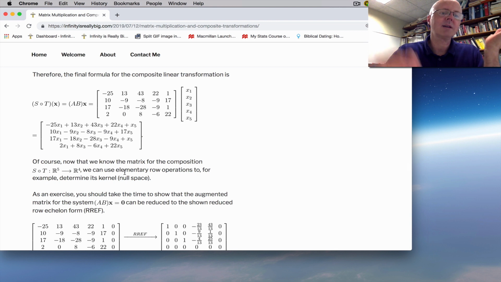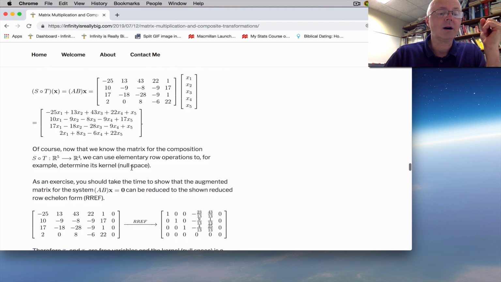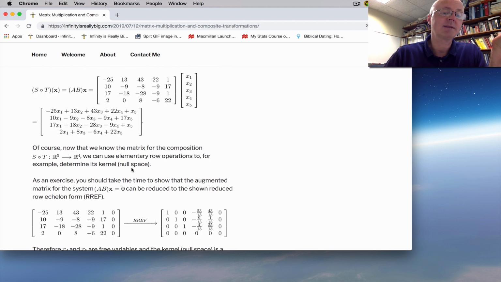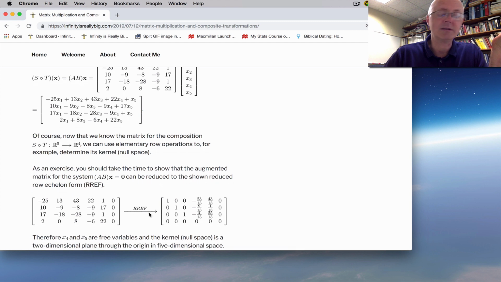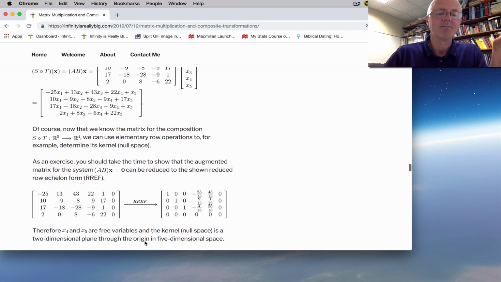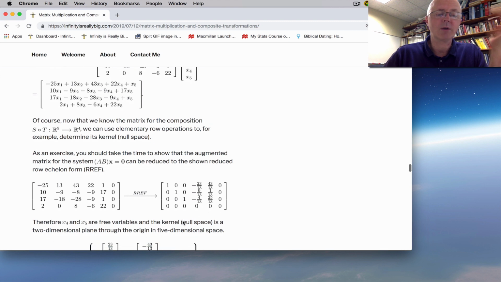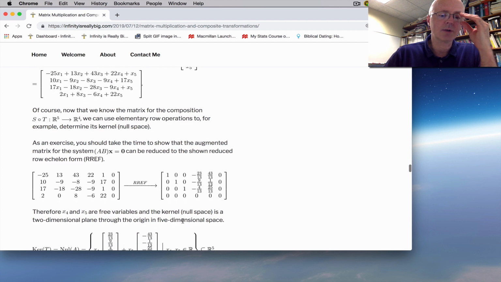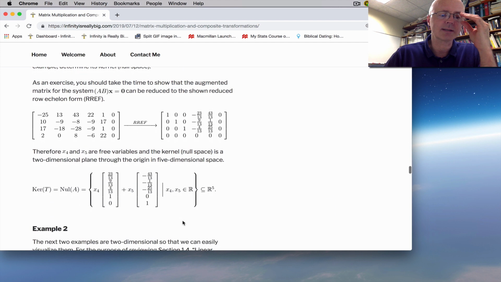Formula for the composite is this. And now you can do things like find the null space. The kernel of the linear transformation, also called the null space of the matrix. You can do row operations like I talk about in section 1.7. I don't do the details here. I just say RREF to say do the row operations to reduced row echelon form to get this. A couple free variables are x4 and x5. The kernel of the transformation, which is the null space of the matrix, is this.